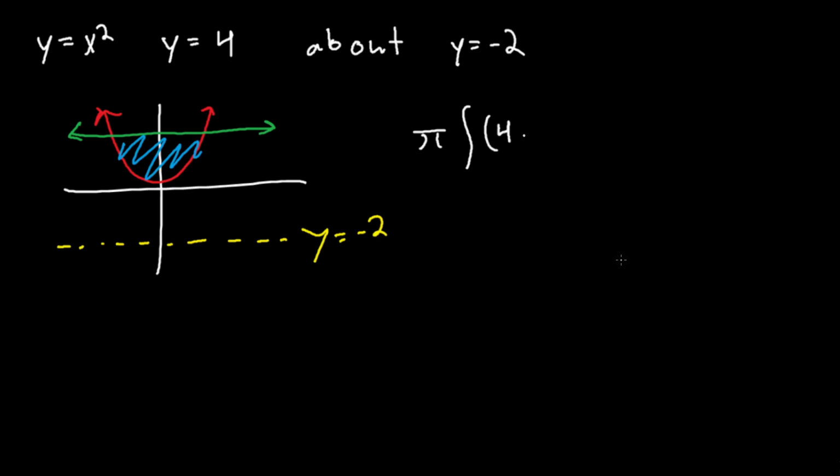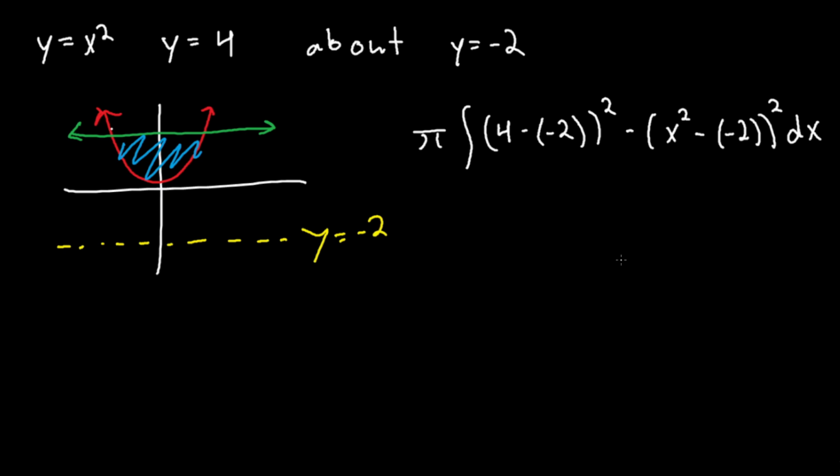So 4 minus, remember, the y value of the new axis. So 4 minus -2, squared, minus your lower bound function, x squared. So lower, x squared bounds this region from below, minus -2, the y value of your new axis that you're rotating about, squared dx.